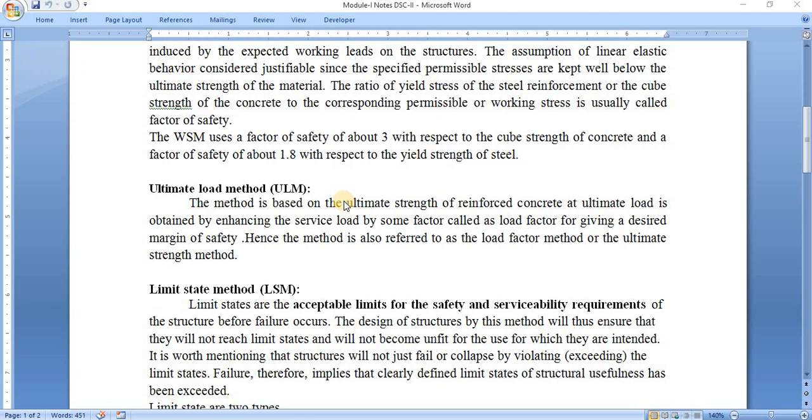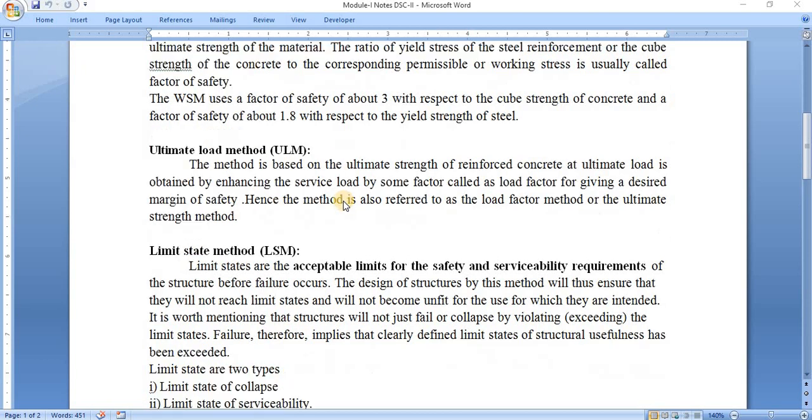Maximum strength of a material is utilized over here. Based on this maximum strength, they are going to obtain the service load by some factor called load factor. So here, instead of a safety factor, they are going to use a load factor. For example, let us say the ultimate strength of a material is 100.